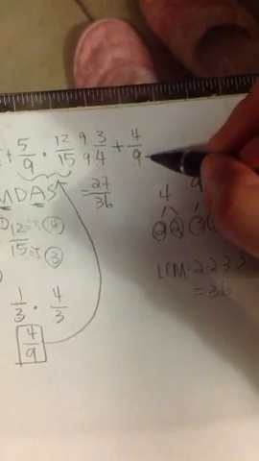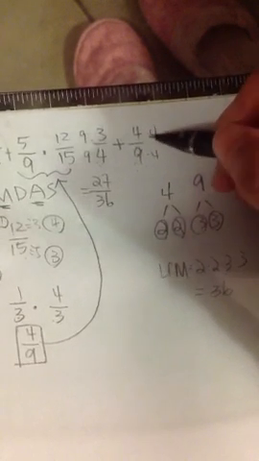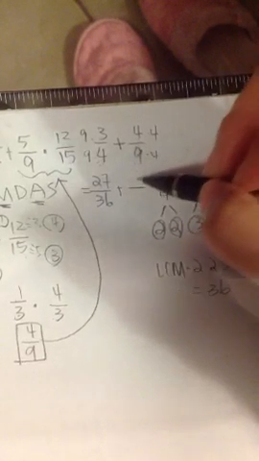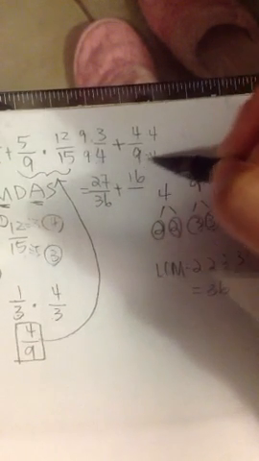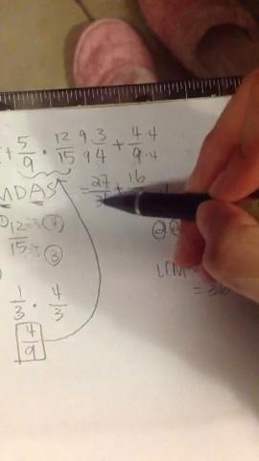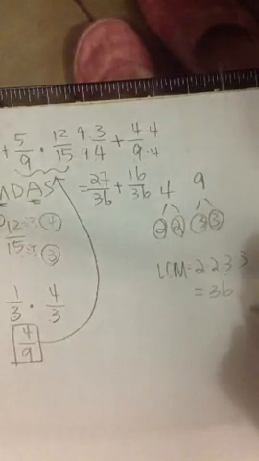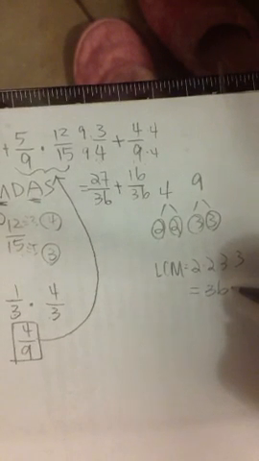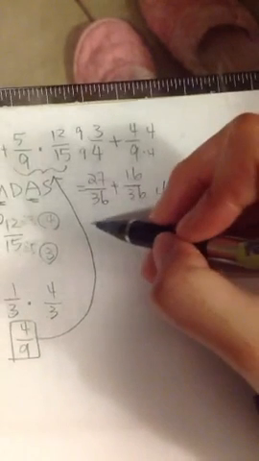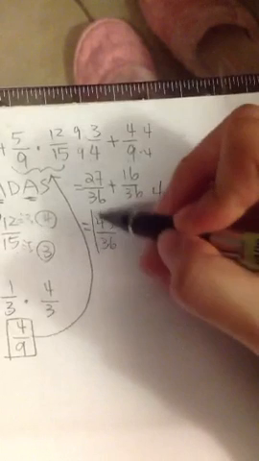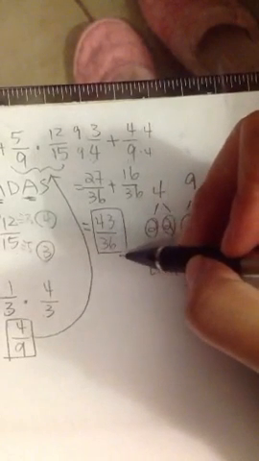The second fraction, 9 times 4 equals 36. I need to multiply top and bottom by 4. 4 times 4 is 16. 9 times 4 is 36. So now I have both of my fractions with denominator 36, which is my least common multiple. So now I can add the numerators. So what's 27 plus 16? 43. 43 over 36. So this will be my final answer.